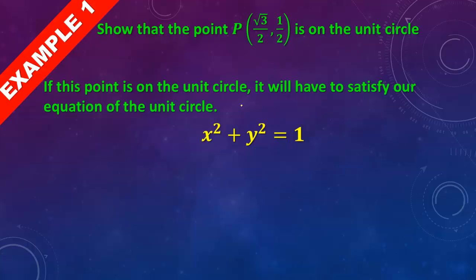So root 3 over 2 squared is 3/4. 1/2 squared is 1/4. 3/4 plus 1/4, does that equal 1? Yes, it does. So everything checks out. We showed that it was on the unit circle. Bada bing, bada boom, we are done.